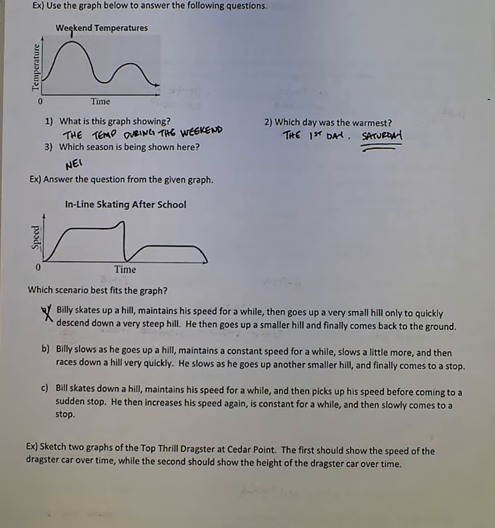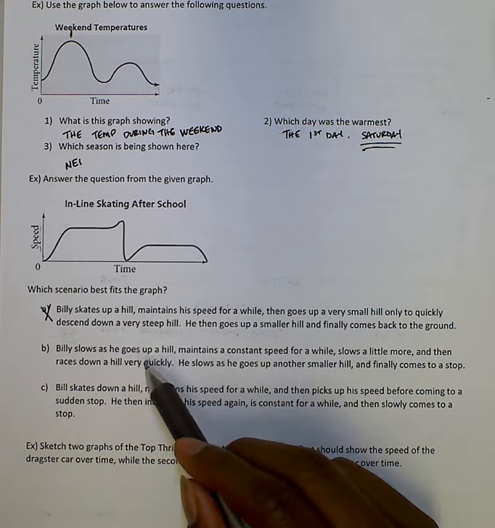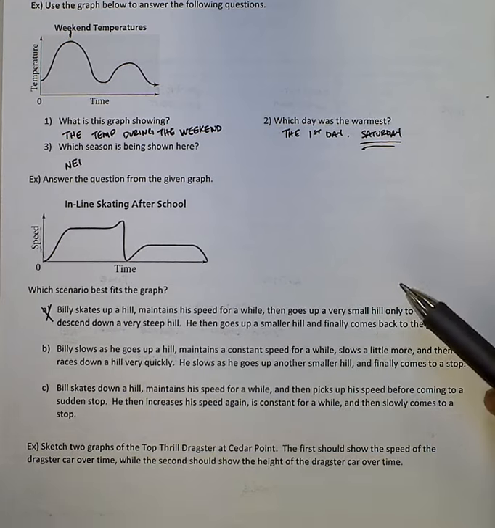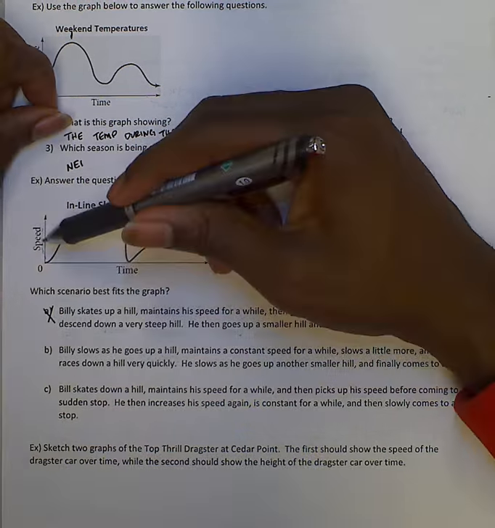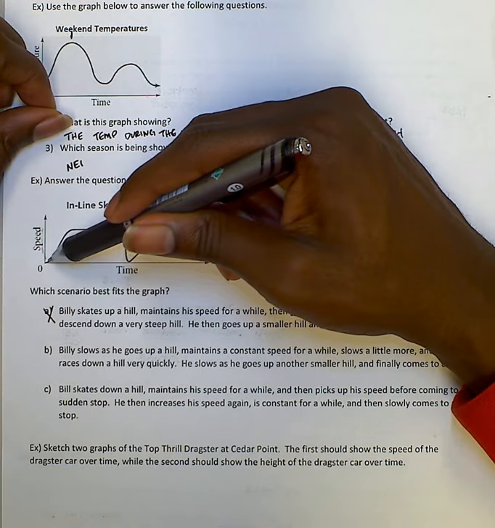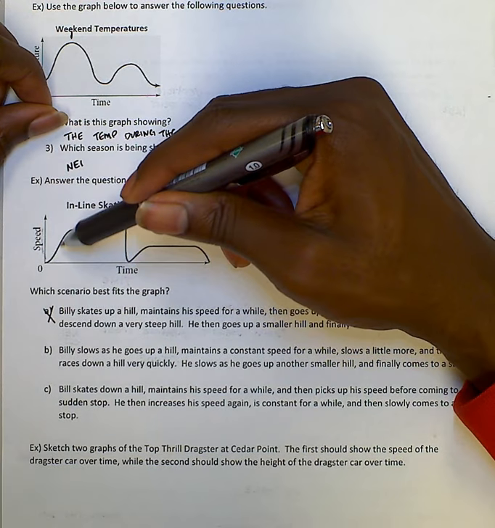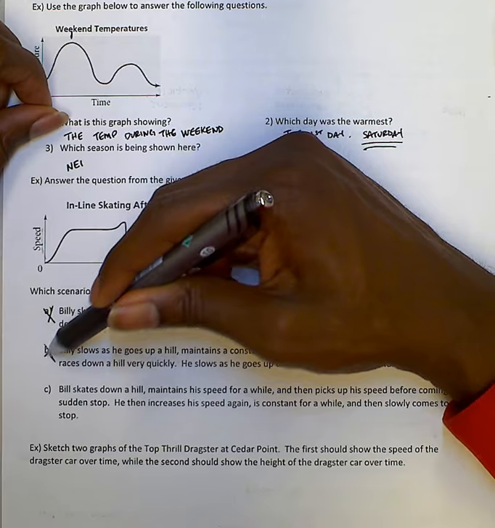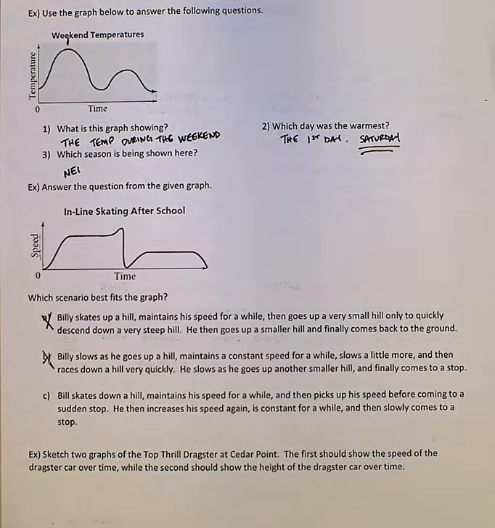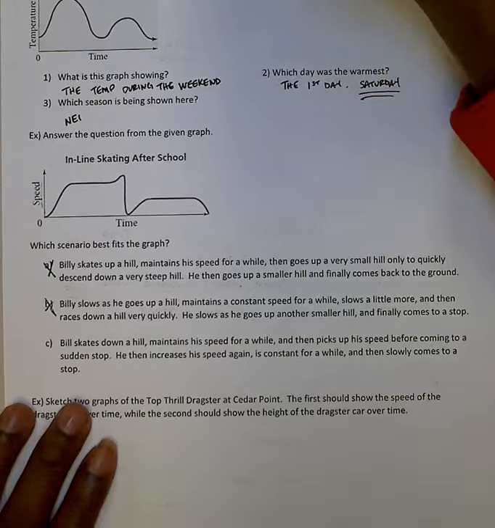Billy slows down as he goes up a hill, maintains a constant speed for a while, slows a little bit more, and then races downhill very quickly. He slows as he goes up another hill and finally comes down to a stop. Alright, now here's the issue. It says he slows down. What's happening to his speed? It's increasing. So it can't slow down. It has to be going faster. So if any of these options are correct, C has to be correct, but let's make sure.